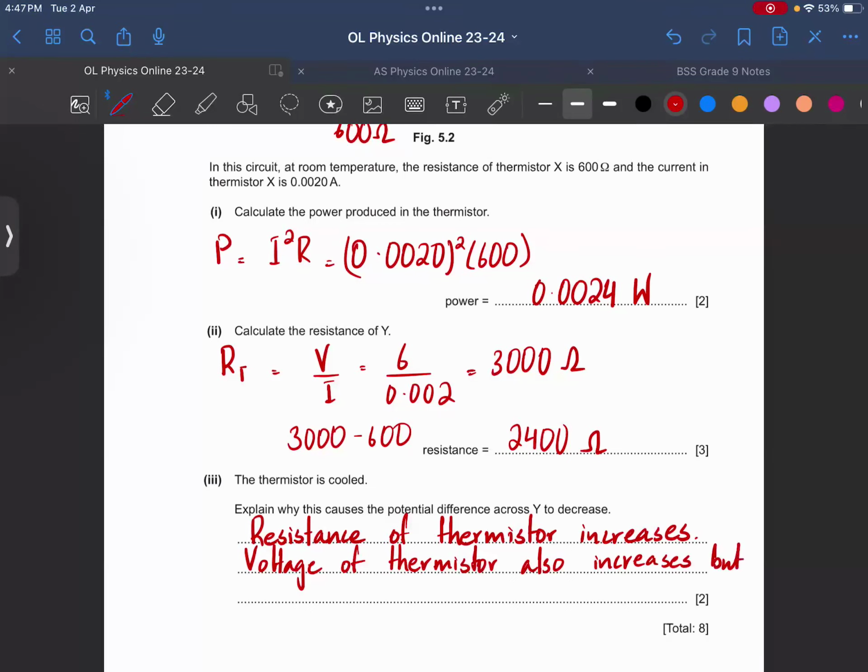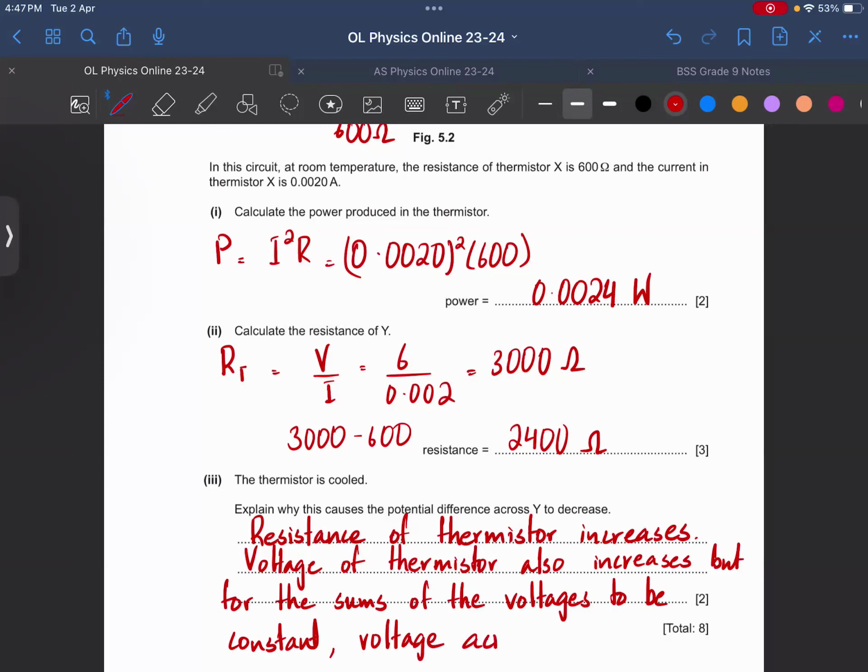But for the sum of the voltages to be constant, voltage across Y decreases. This is one possible reasoning.